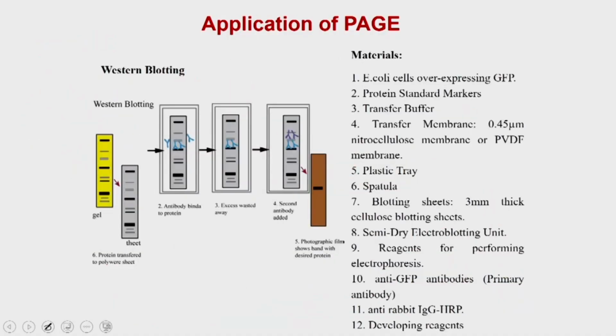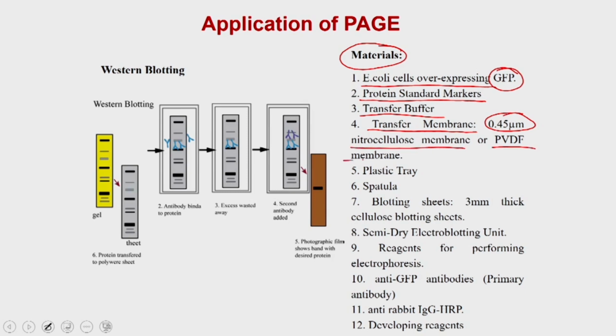So, what is the material you need for doing the Western blotting? You have to have E. coli which is overexpressing, in this case, GFP as an example. Then you need a protein standard, a transfer buffer, and a transfer membrane. The transfer membrane could be a 0.45 micrometer nitrocellulose membrane or a PVDF membrane.